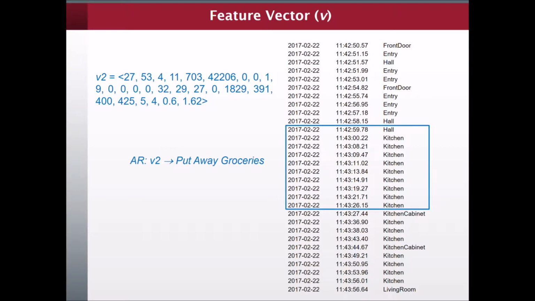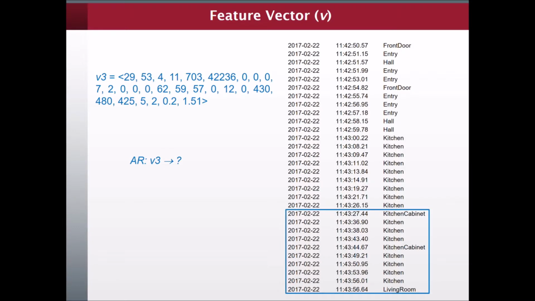Another one of the windows highlighted by the blue box here and shown by the feature vector v2 may be mapped onto the activity put away groceries. Some of the other windows may not be so easy to discern. This box here and the corresponding sensor events might indicate putting away groceries, but there is an entrance into the living room at the end, which is a little bit inconsistent with that activity as a whole.